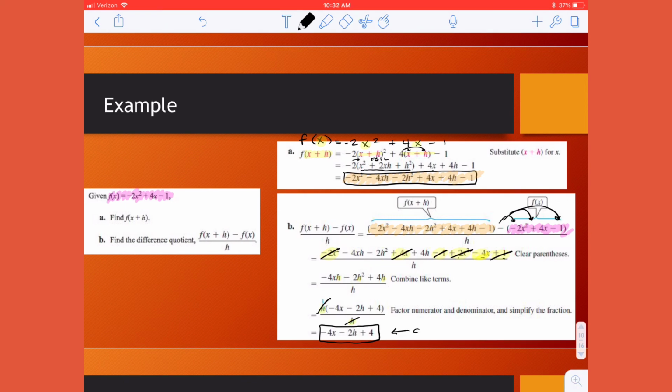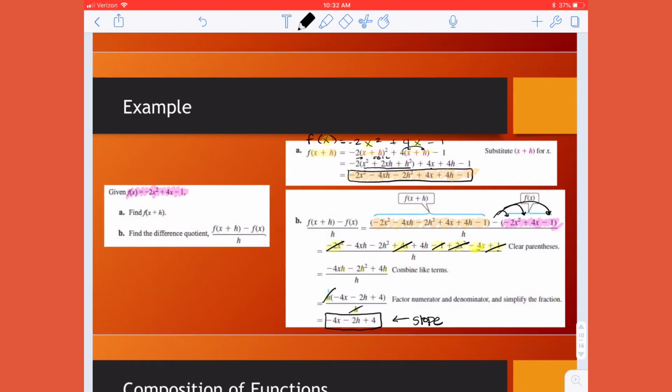And again, this is your slope. Now, it doesn't seem very meaningful because you're probably wondering, what in the world is this h thing? What's going on here? Well, again, this is when you get to calculus, you learn how to deal with that and make it more meaningful. But for right now, we're going to stop there because we have evaluated using our difference quotient.